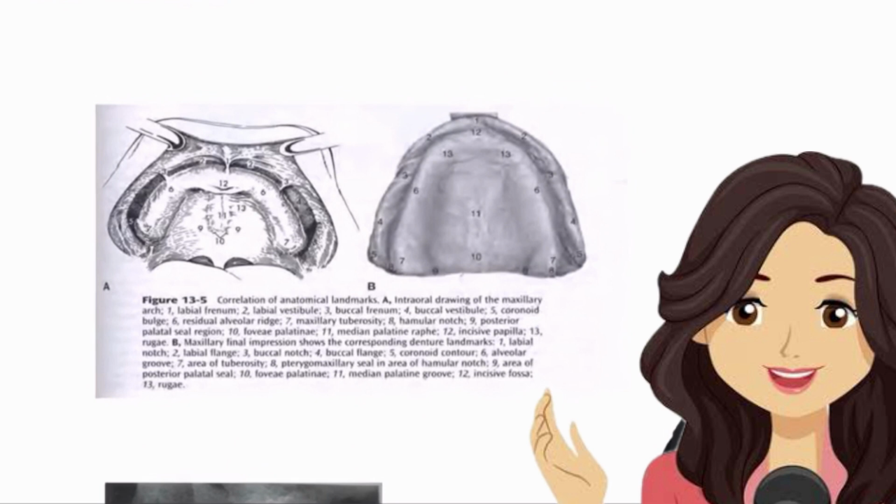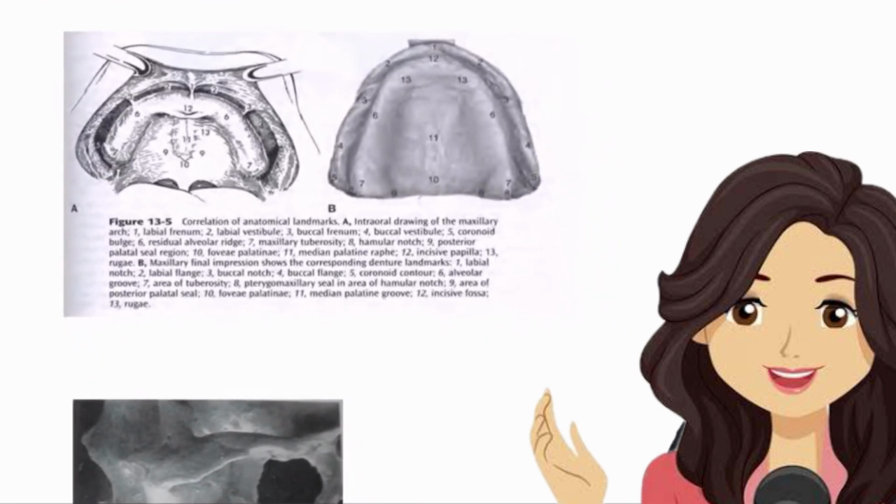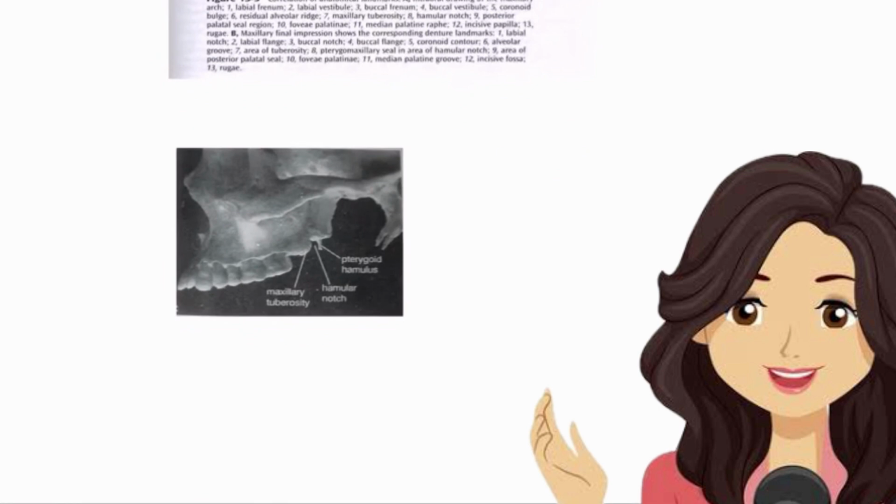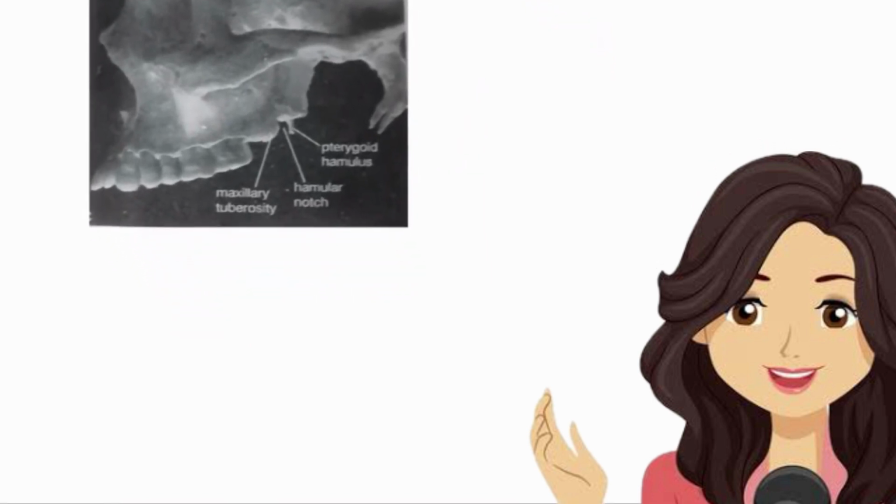This is what is very important. This particular image has been taken from Boucher's. So I'll start explaining this image to you after we cover some part of your maxilla. The second image here mainly shows the anatomy of the maxilla. If you can see here, this is your maxilla.